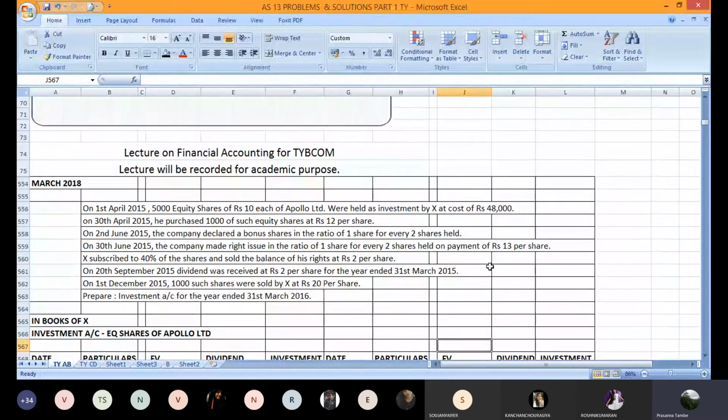On 1st April 2015, the investor is holding 5,000 equity shares of Apollo Limited. The face value is 10 rupees, and the cost of investment is 48,000 at the beginning of the year. Then there is a purchase on 30th April. There is an issue of bonus shares on 2nd June.